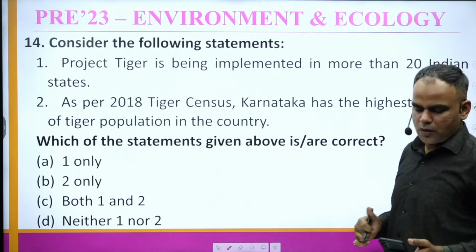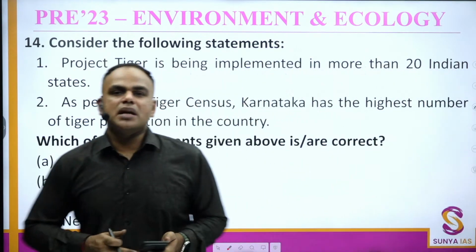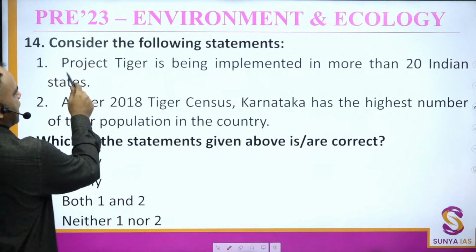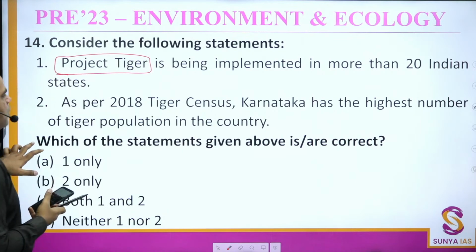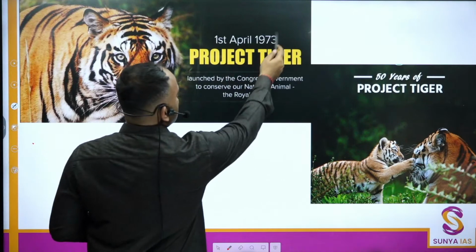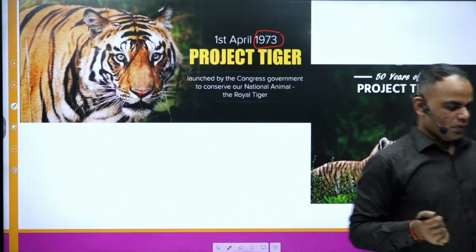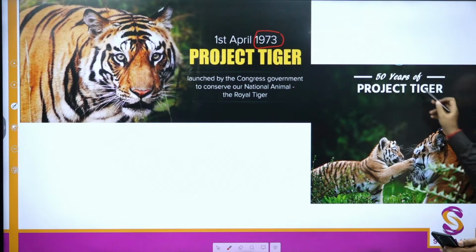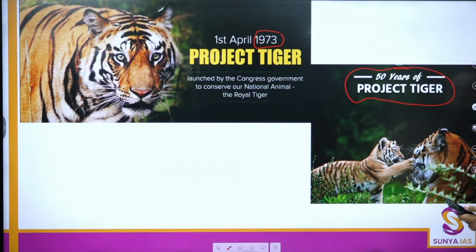Okay, next question now. The question is related to Project Tiger. Now here we'll see two things. Number one, we know that Project Tiger was launched in the year 1973, and it has completed basically 50 years. This is why Project Tiger is in the news. All right, so two statements again we'll see.